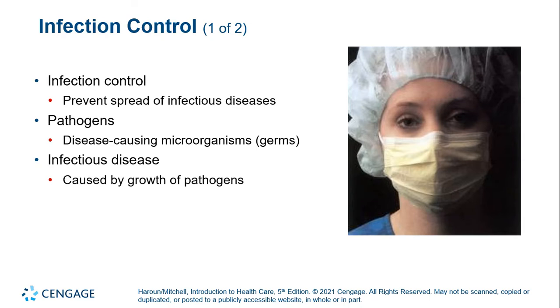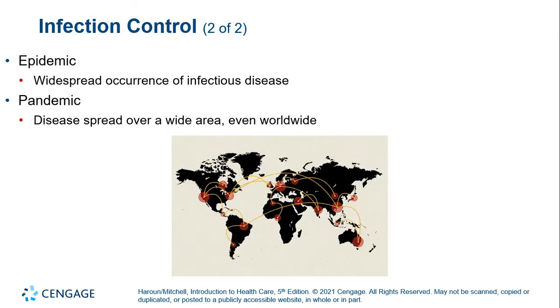Infection control, of course, is the prevention of the spread of infectious diseases, which are caused by pathogens. When we see the widespread occurrence of an infectious disease, we call that an epidemic. When it's a global occurrence, we call it a pandemic. COVID-19, of course, is a pandemic.